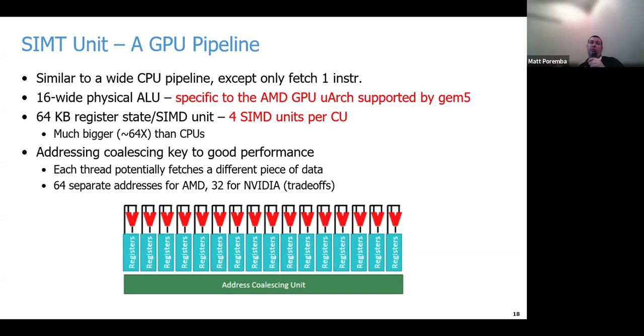Ultimately, as you might have gathered from the last slide, getting good address coalescing, generating as few memory requests as possible by coalescing them together, is key to getting good performance, because it means that we avoid sending out n requests to the memory subsystem for n threads that are executing in parallel. Instead, in the best cases, we can have n over m requests, where m is the width of our wavefront or warp. Just for reference, AMD's wavefront is traditionally 64 wide, and NVIDIA's warps are typically 32 wide.